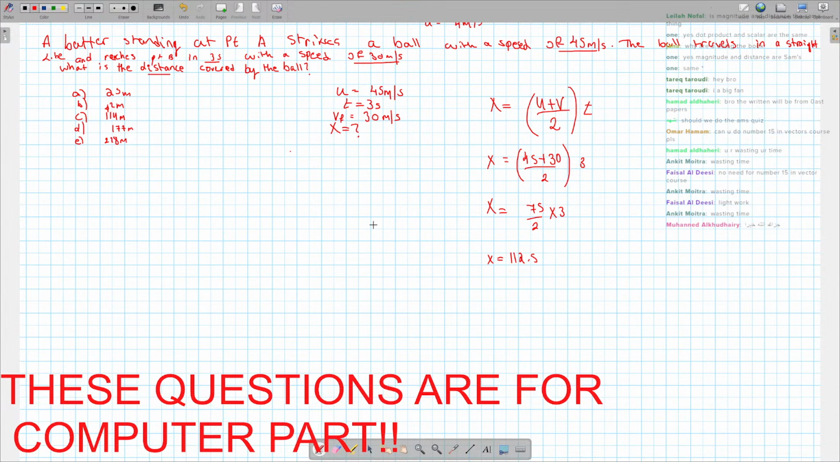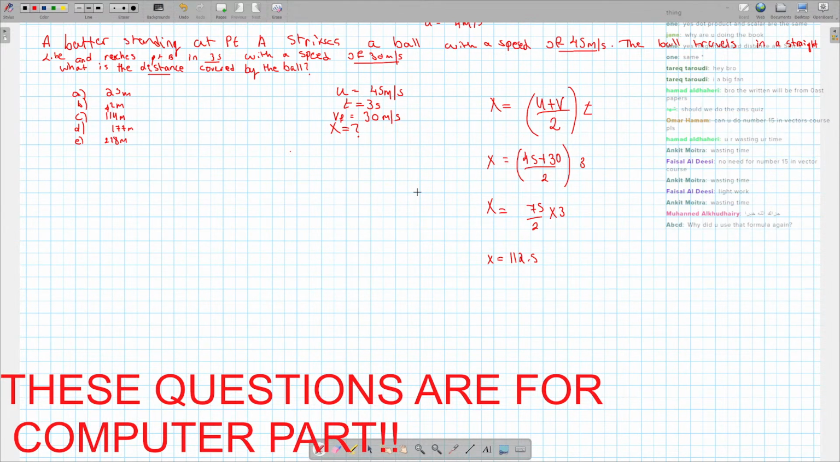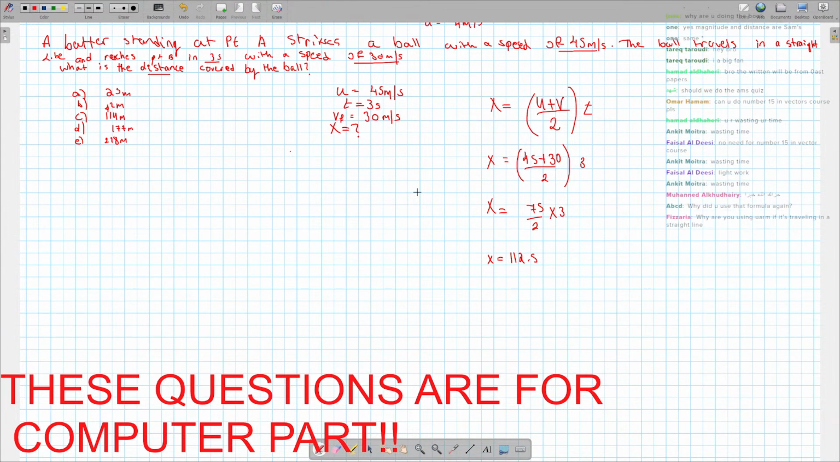Okay. Why is this wrong? Does anyone know? Did I do something wrong? I use this formula because it's the only one that can get me X without acceleration. This should be correct. Plus V over 2 times T. 75 over 2 times 3. It should be correct, no?